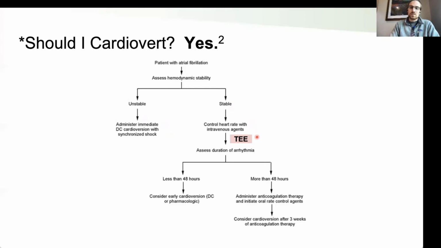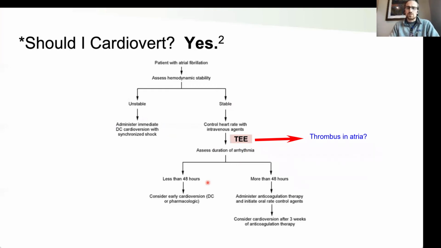You would obtain a TEE, which is not on this diagram, to assess for whether or not there is a clot that's at risk of embolization within the atria. You assess the duration of the arrhythmia, less than 48 hours. In the absence of the TEE, you can assume that there's not a clot.